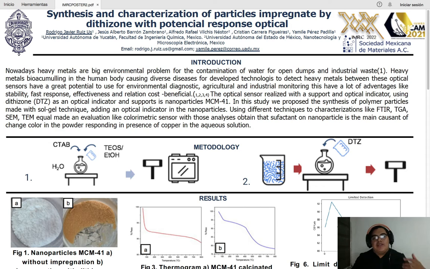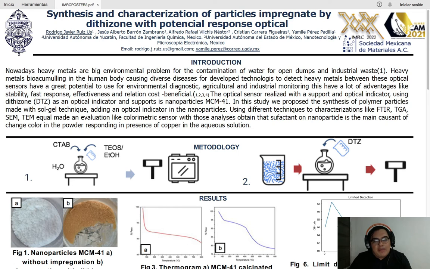The optical sensor is made with a support and an optical indicator, using dithizone as the optical indicator and the nanoparticle MSM41 as the support. In this study, we propose the synthesis of polymer particles made with the sol-gel technique and adding an optical indicator to the nanoparticles, using different techniques for characterization like FTIR, TGA, SEM.